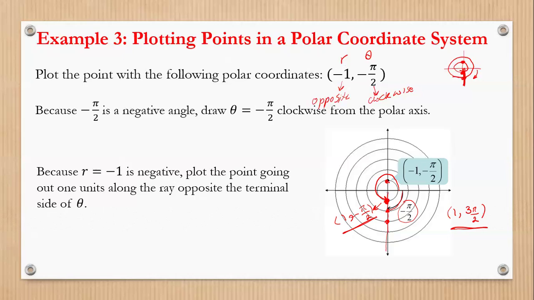Or for this point, we found -1 and -pi/2, but if we look counterclockwise, we can say this point can be 1 and +pi/2. So it means these two points are in the same location. So we may have different representations for every point on the polar coordinate system.